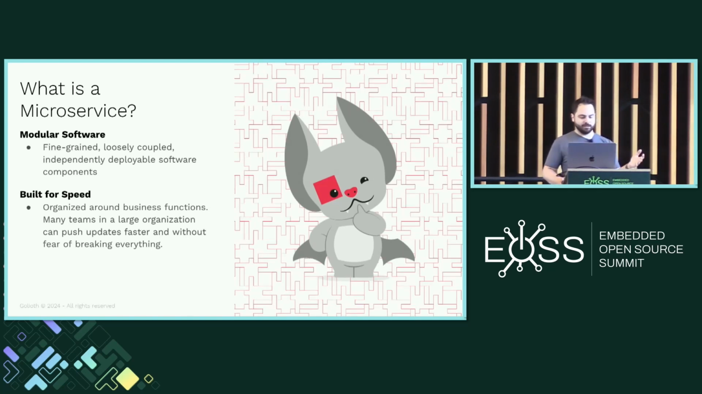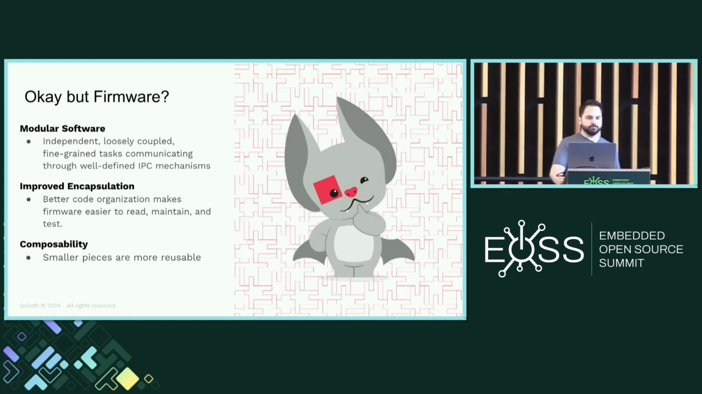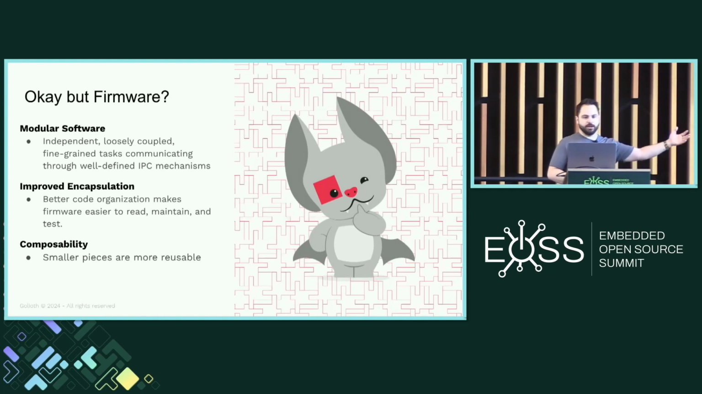But we can still gain a lot of benefits from using a sort of microservices-like architecture. What it looks like in firmware is, again, just very small, very loosely coupled, independent tasks. We'll talk more about what a task is. Communicating through well-defined IPC mechanisms. The analog there would be a lightweight API in the cloud world; we're just using IPC here in firmware.